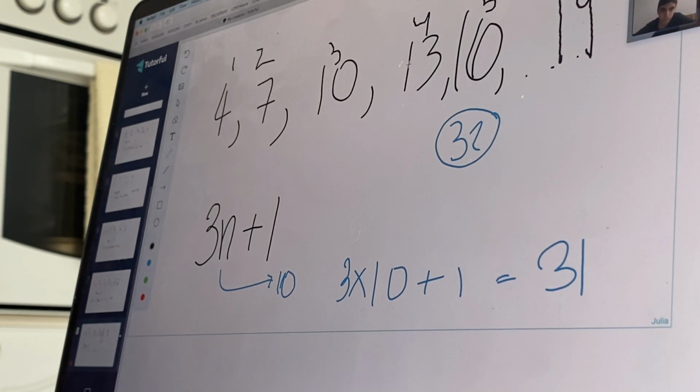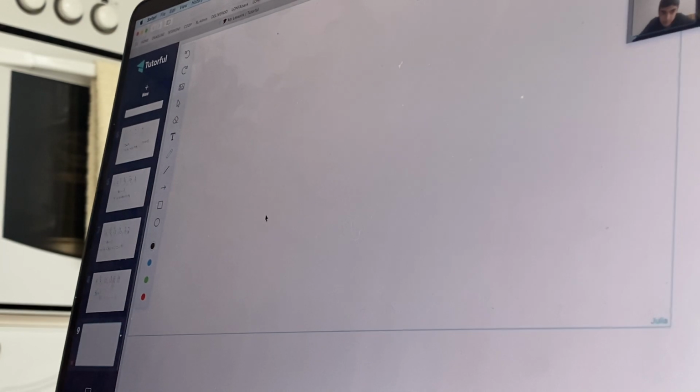So 31 is in the sequence, and if 31 is in the sequence, then 32 can't be because we know our term-to-term rule is add 3. Okay, awesome. So if we want to find where our term is, we can find it by finding the value of n on our nth term expression. Okay, let's have a look at a second example.